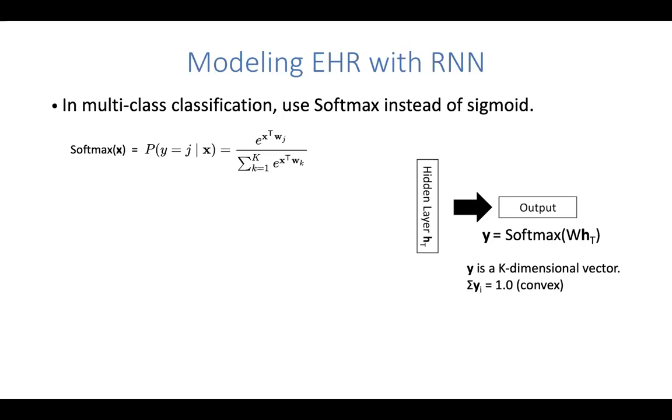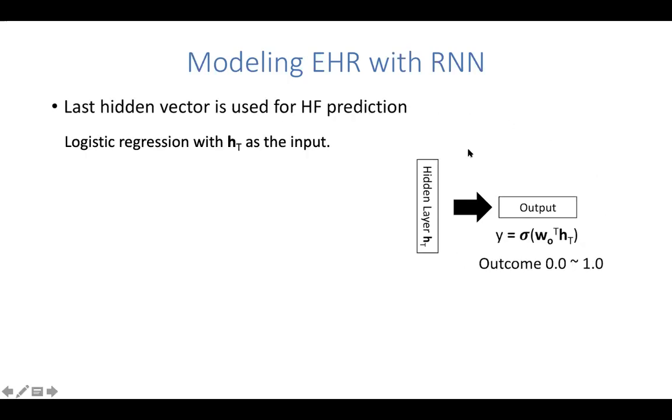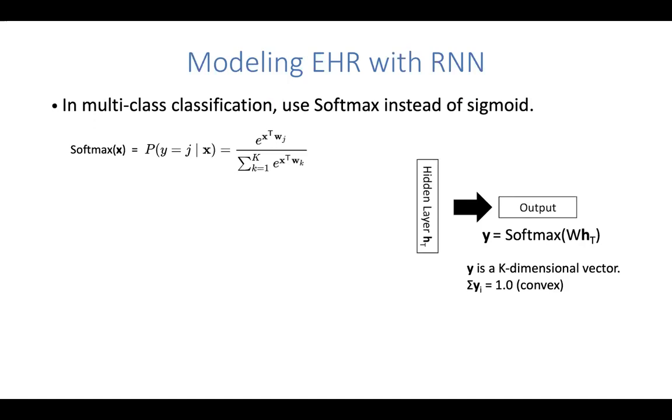This is a simple binary classification, so it's like heart failure or no heart failure. You can generalize this into multi-class classification, like what kind of disease this patient would get in the future, or out of all the medication codes, what drug should I recommend to this patient? If there are multiple outcomes, you can simply use softmax instead of logistic regression at the very last time step. So you would have HT multiplied by a matrix instead of a vector, and then you put it through softmax, and then you get a multi-class classification output.